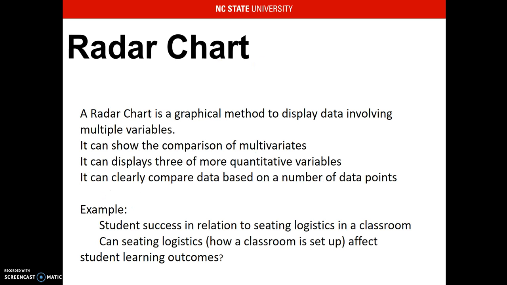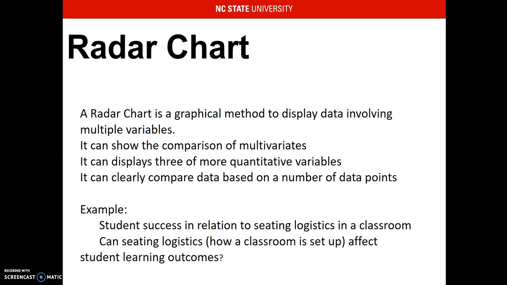Radar chart is a graphical method of displaying data involving multiple variables. It gets its name because once it's completed, it actually looks like a radar, or sometimes known as a spider chart, because it looks like the web of a spider. But it's designed basically to be able to show comparisons of multivariates along different quantitative variables.